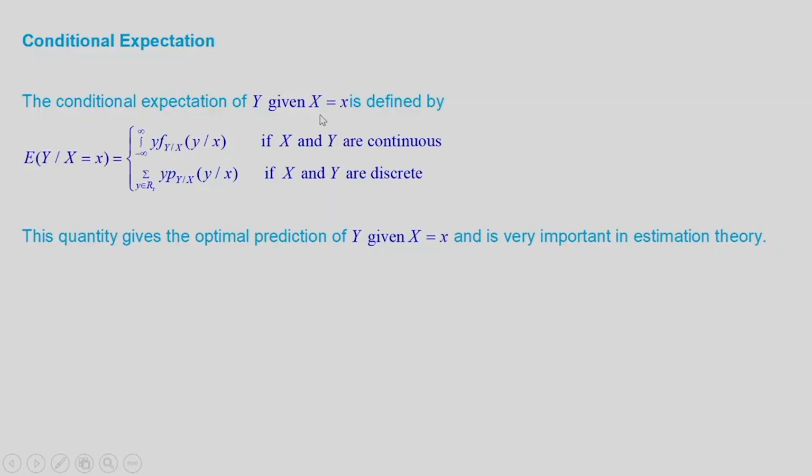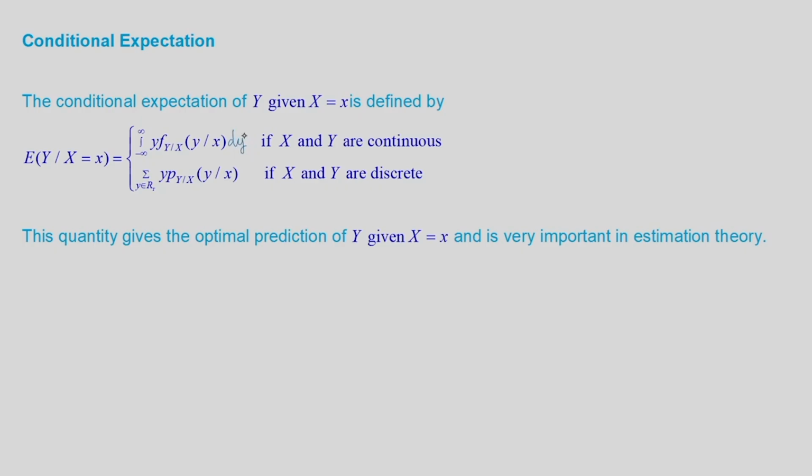With the definition of conditional PDF and conditional PMF, we can also get the conditional expectation. The conditional expectation of y given x is equal to small x is defined by E of y given x is equal to small x. We are finding the conditional expectation of y given x is equal to small x. So, this is defined by this integral in the case of continuous random variables. It is expectation with respect to y. Therefore, it is integration of y multiplied by the conditional PDF, and then you integrate with respect to dy.